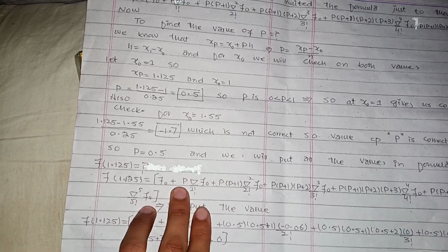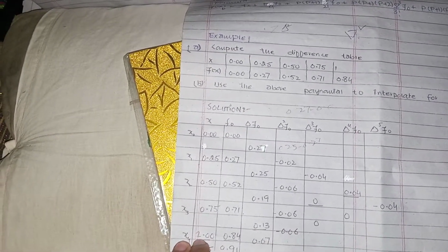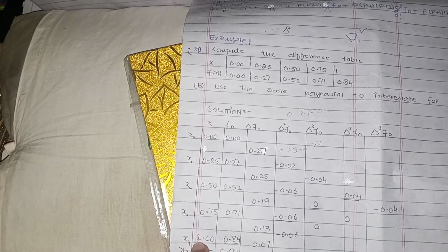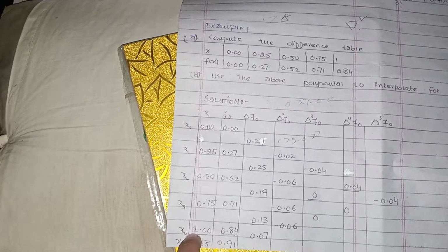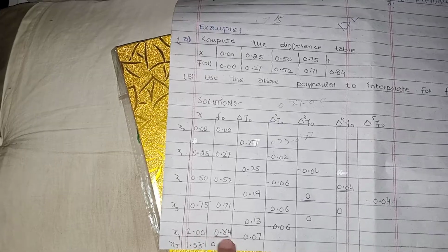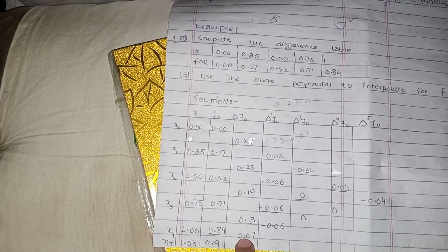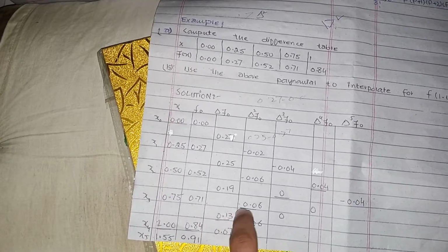Now we will choose f naught. If we got the correct value of p on this one, meaning x naught is 1, then it gives the p value between 0 and 1. So our f naught would be this, and delta f naught would be this, because it is backwards. So we will go just like that.